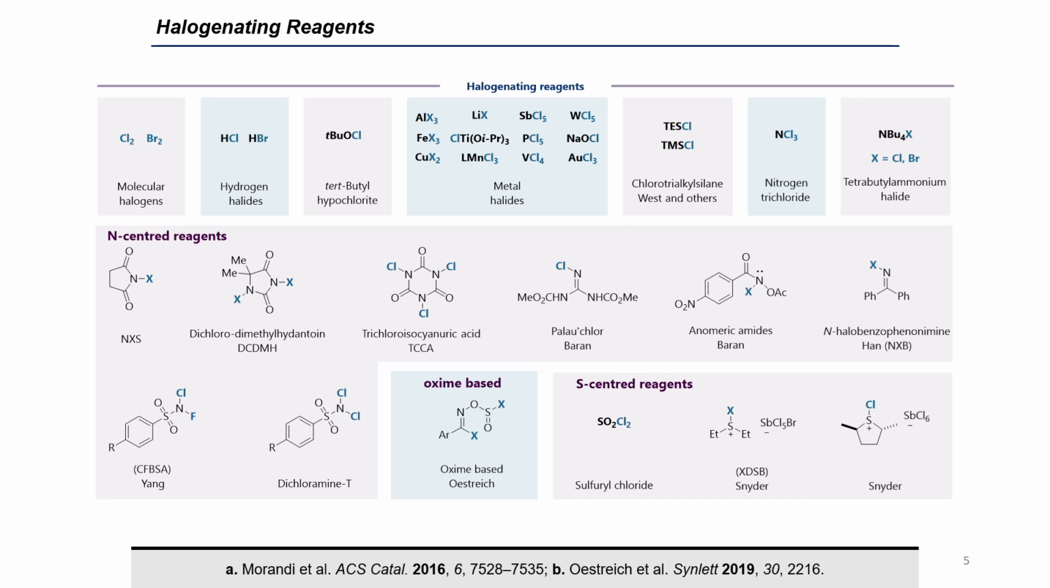Then the N-centered reagents were developed such as NBS, NCS, DCDMH, and TCCA. And not to forget, a significant contribution was made by the Baran group, where they used such N-Cl bonds to transfer chlorine, where anomeric amides are used.